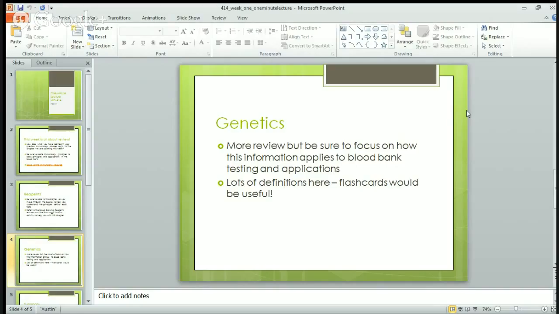You also have a little taste of the molecular testing, so you can draw from your molecular course that you covered previously or that you're covering now within this program.